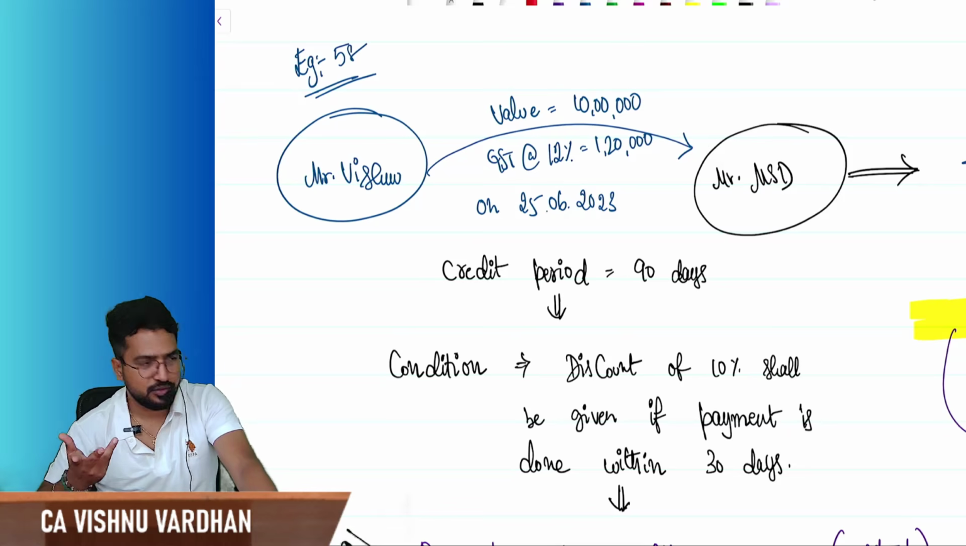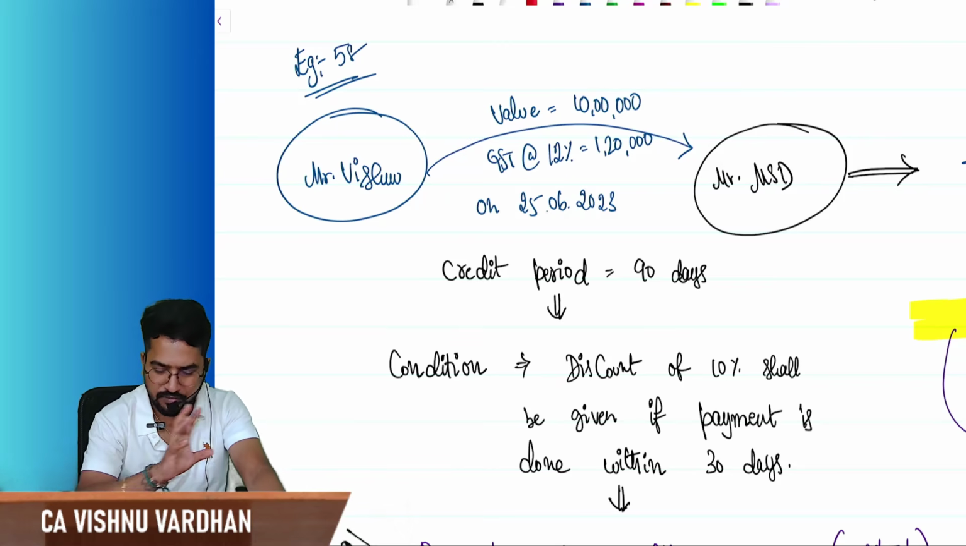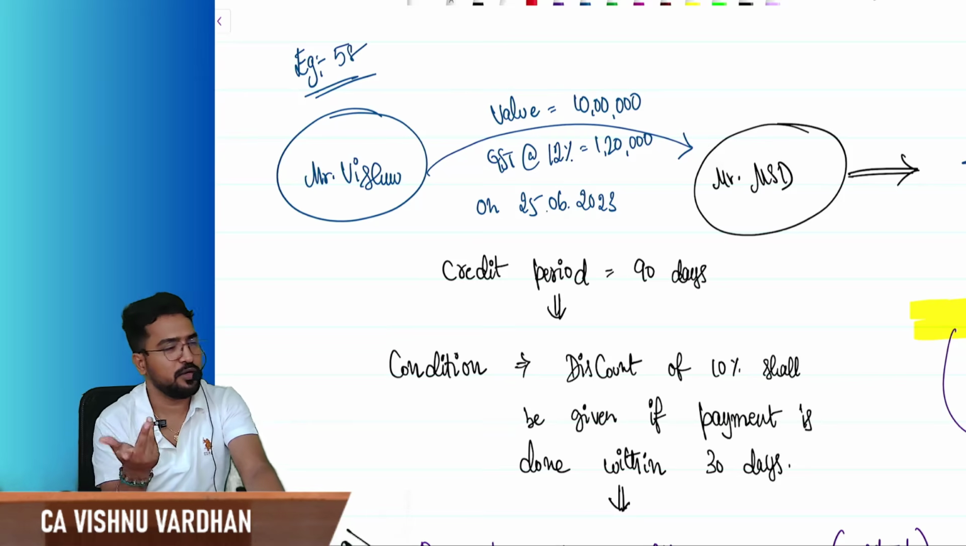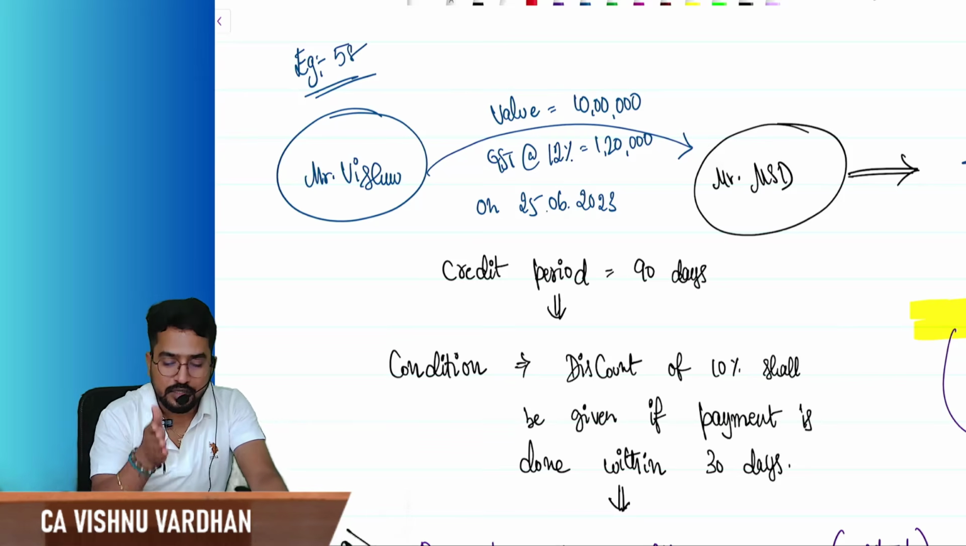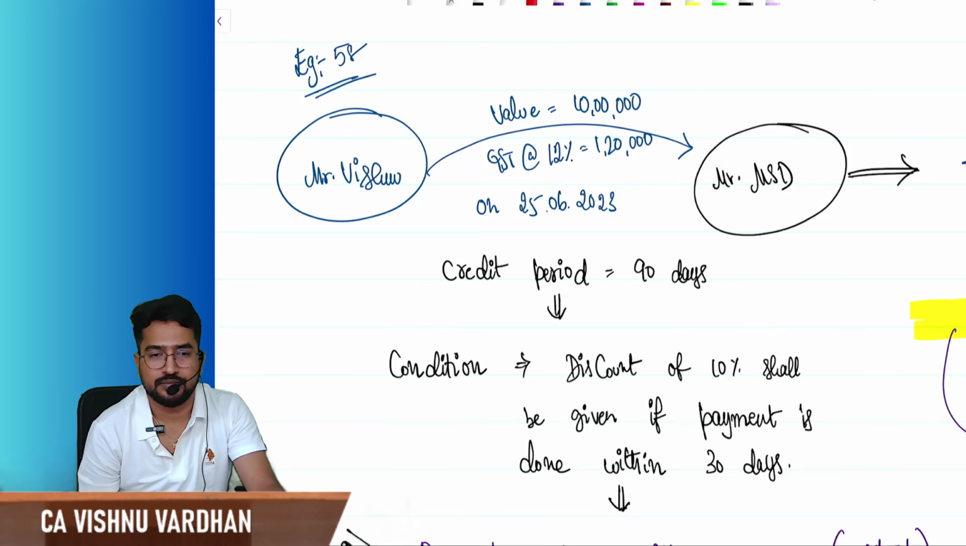So now, will MSD pay within 30 days or not? We don't know, right? He should have money also, no? He will try to pay. Okay, we are not denying that. He will try. He will pay or not, we don't know. June month over. Once June month is over, what should Vishnu do?